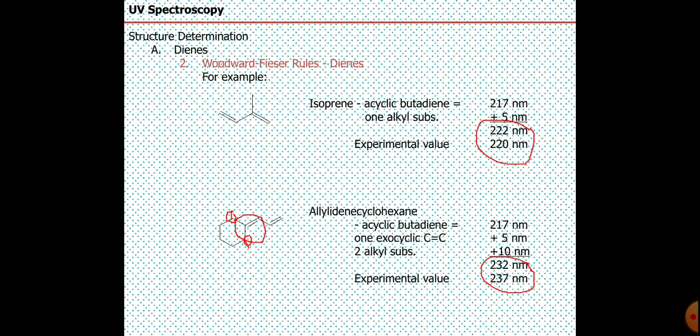The next example is alkylidene cyclohexane, which is also a butadiene having base value 217 nanometer. One exocyclic double bond is present. Exocyclic double bond means this double bond outside the ring. For exocyclic double bond, plus 5 nanometer is added, and two alkyl substituents, this alkyl substituent and the second alkyl substituent. So there are two alkyl substituents present over this diene, therefore plus 10 nanometer is added. So the overall value is 232 nanometer, and the experimental value is 237 nanometer, which is close to each other.